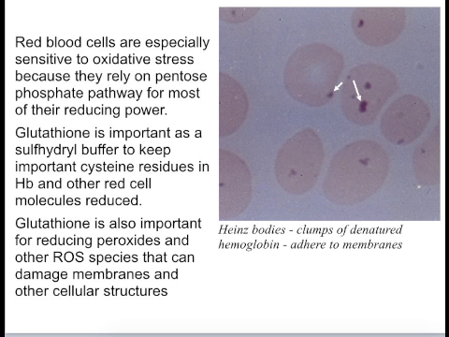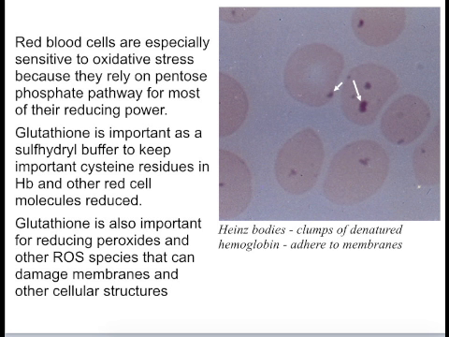And this is especially important in red blood cells. Red blood cells do not have mitochondria, and therefore they rely on NADPH because they rely on the pentose phosphate pathway for most of their reducing power. Glutathione is important as a sulfhydryl buffer to keep important cysteine residues in hemoglobin and other molecules in the red blood cell reduced.